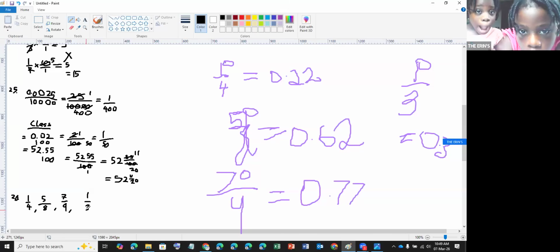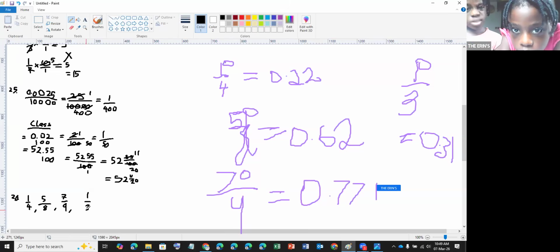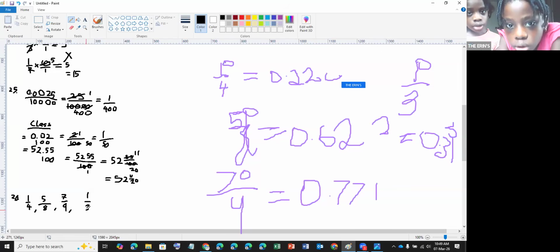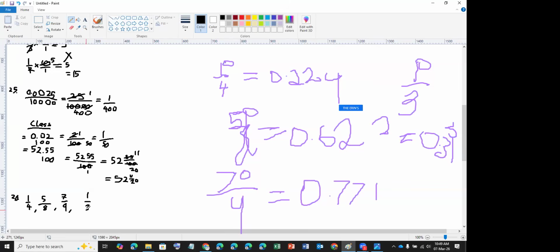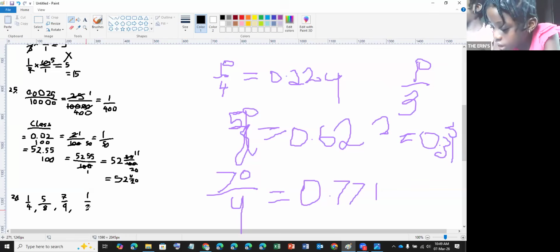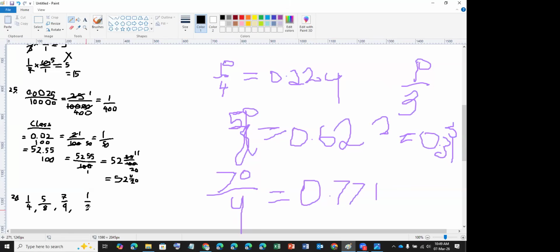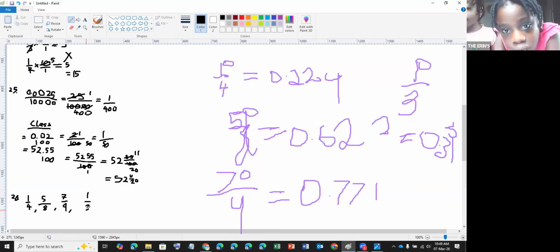So you can see this one should go first, second, third, and fourth. See, they said biggest to smallest is 7/9. 7/9. Our answer is 7/9.